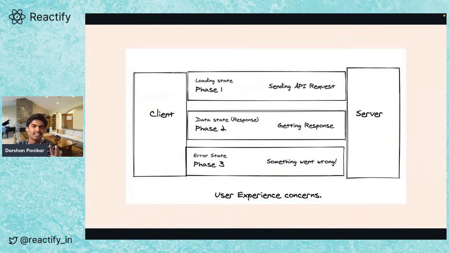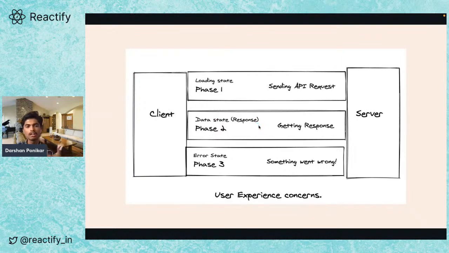So again, the very traditional client and server architecture, but I have slightly modified this diagram to understand it as a front-end developer. Whenever we start fetching some API request, like to-dos or movies or anything, as you can see in phase one, we call that API using the fetch function or Axios. And in the second phase, we get the response from the server.